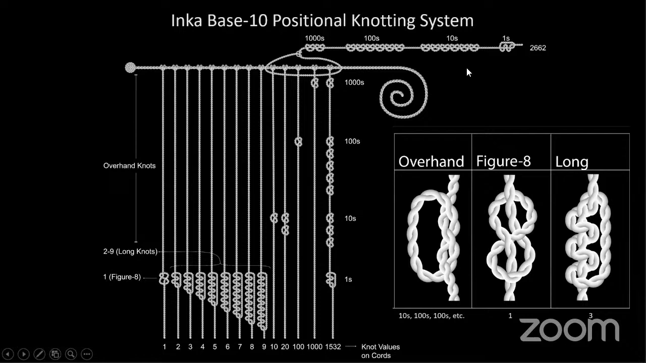And the top chord works, unfortunately this is in my way. So the top chord, if it were to summarize these, the chords that it's looped around, the sum of 10 plus 20 plus 100 plus 1000 plus 1532 is 2662, and that's what you see here, 2662. So that's how the Inca numerical system works.